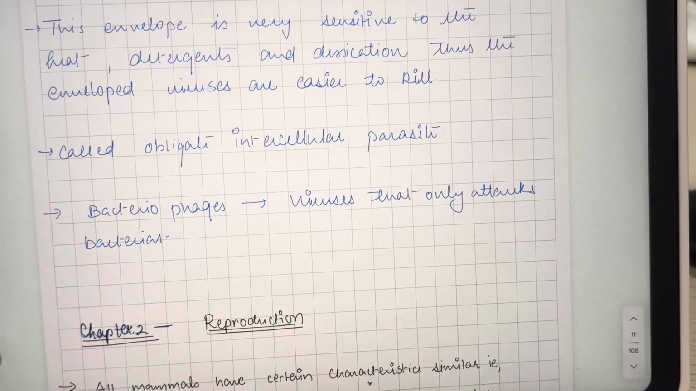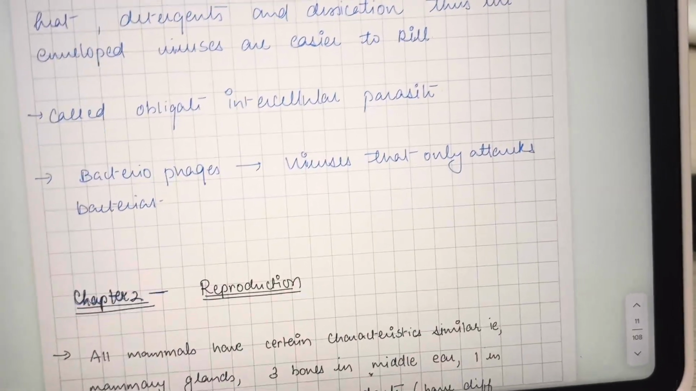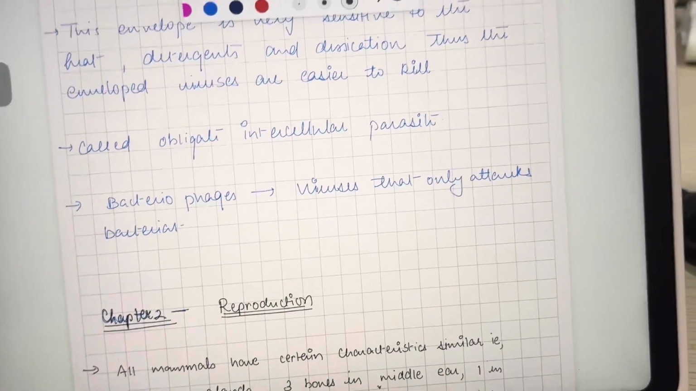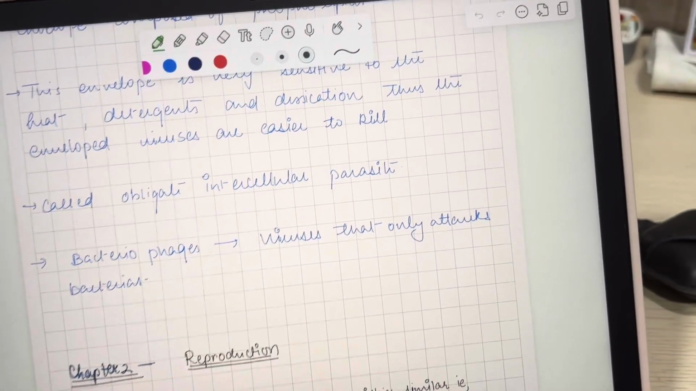Viruses are also called obligate intracellular parasites. Then bacteriophages. Bacteriophages are the viruses which directly attack the bacteria. They are not harmful for human beings but only for the bacteria.